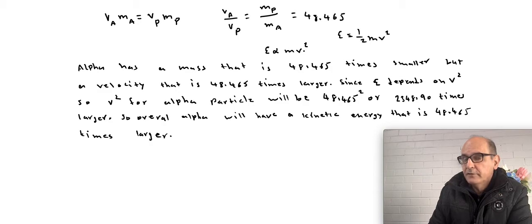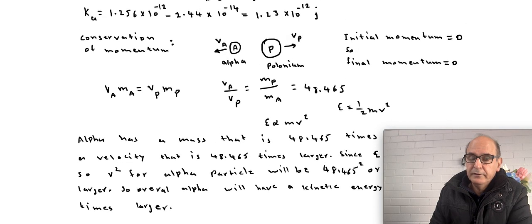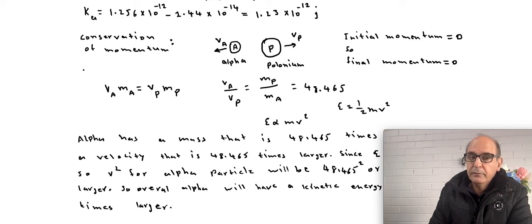Mass is lower by 50 times, or 48 times to be more accurate. But the velocity squared is larger by, if we consider 50 squared, 2,500. I've got the exact value here: this squared is 2,348.9. So that is the reason the alpha particle has a higher energy. It all comes from the fact that we have conservation of momentum. Thank you for your attention.